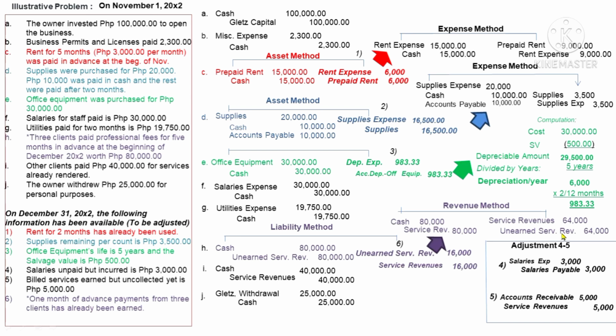But what entries do we need to put in the worksheet? So we have number 1, and then number 2, number 3, number 4, number 5, and number 6. So why is that again? Because we adopted, on the deferrals, both on the deferred expenses and deferred revenue, the adjusting entries for the liability and asset method, because our illustrative problem is silent on the treatment of such deferrals. Now, let's complete the worksheet.